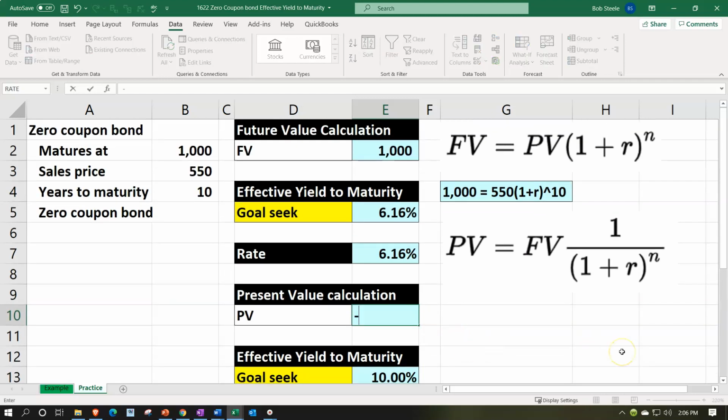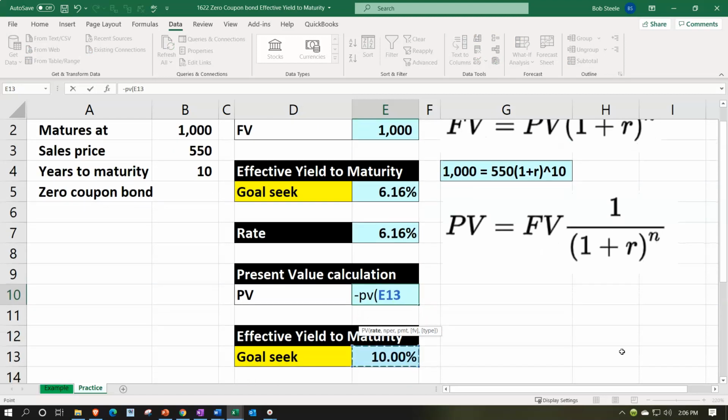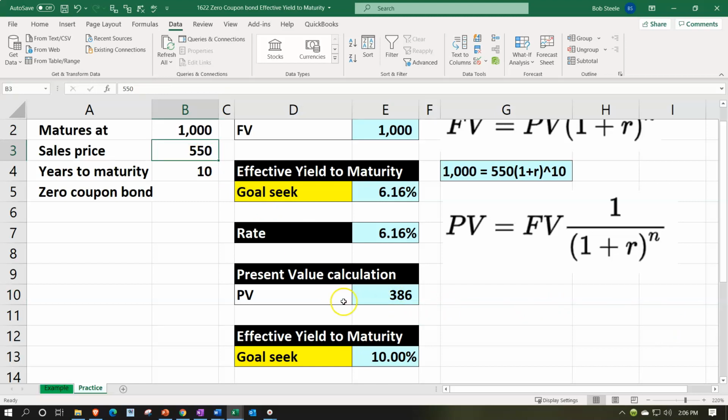We can say, all right, negative present value calculation. The rate is going to be that 10%, which we will change later with the goal seek function, comma. Number of periods is going to be 10, comma, comma, because it's not an annuity, but present value of 1. Now we're going to pick up the future value, which we know is the 1,000, and enter. We get the 386. We need that to be the 550. We're going to ask Excel to change this 10% to whatever it needs to be to get the end result where we want it, the 550.